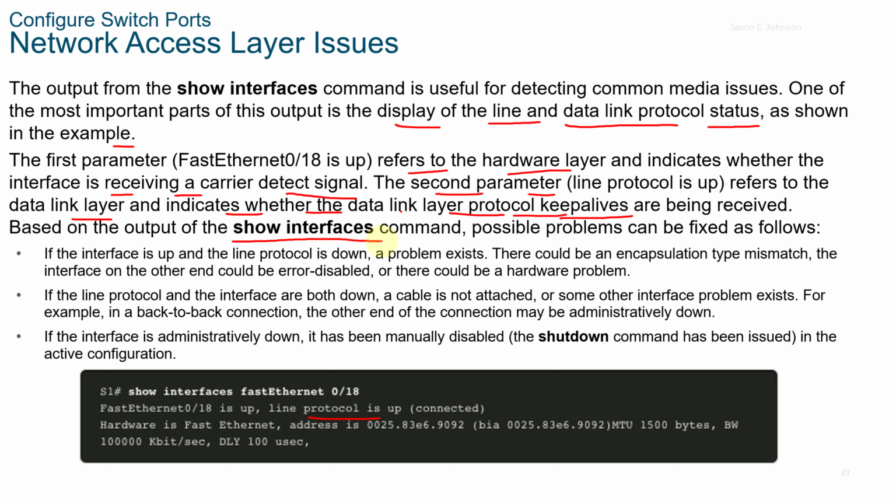Then to configure user authentication, the SSH server can authenticate users locally or using an authentication server. To use the local method, create a username and password pair using the username secret password global configuration mode command. Then configure the VTY lines. Enable the SSH protocol on the VTY lines by using the transport input ssh line configuration mode command.